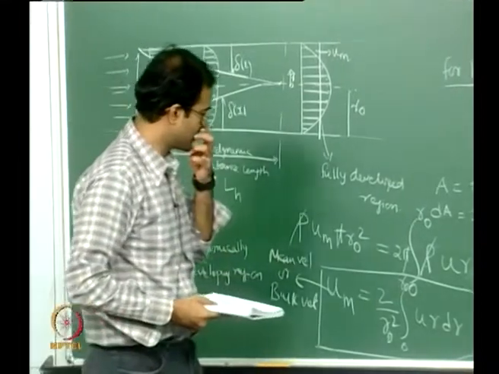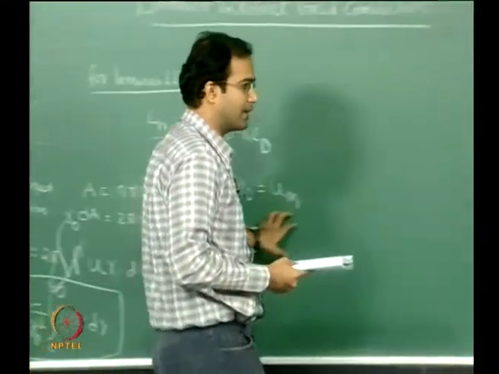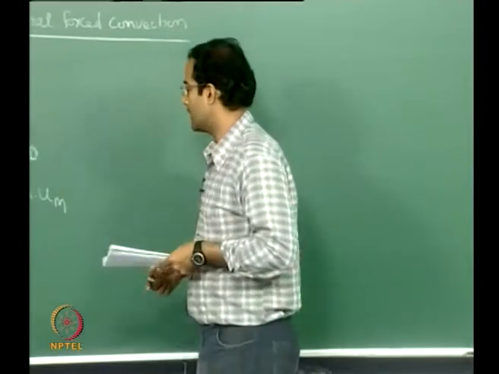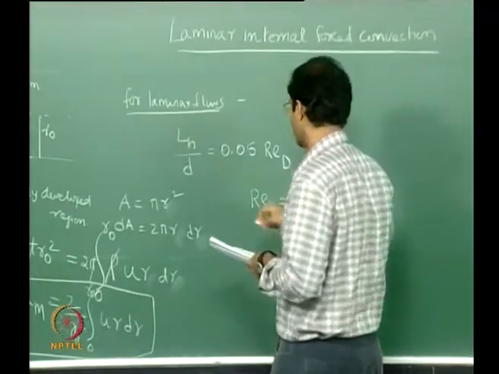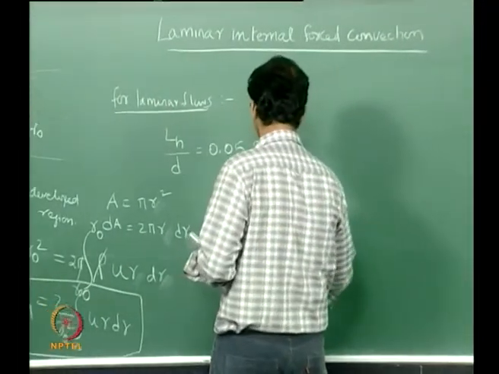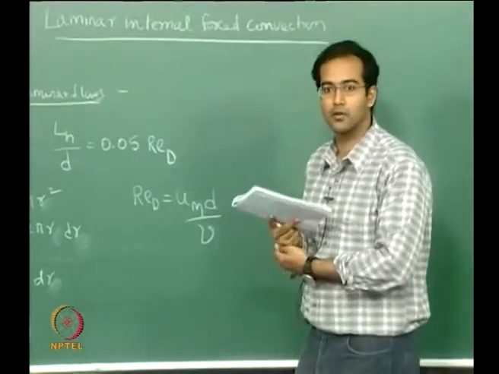Okay, so this will be used as a characteristic velocity to define my Reynolds number, and it's also based on the diameter of the duct divided by the kinematic viscosity. Okay, is it clear?